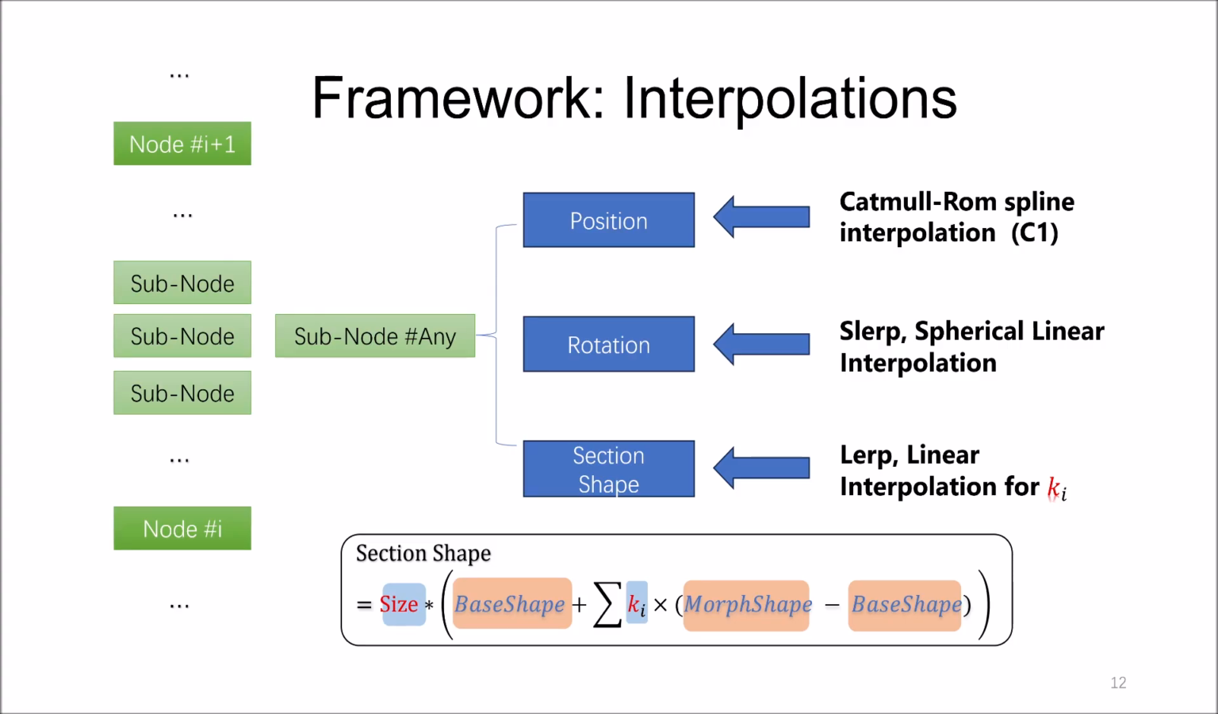Interpolation is required to generate a continuous and smooth shape between any two neighboring nodes by inserting subnodes between them. We use different interpolation methods not only on the position and rotation, but also on the coefficient k for the smooth variance of the section shape in the formula.